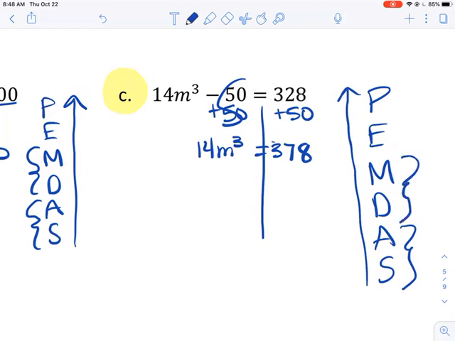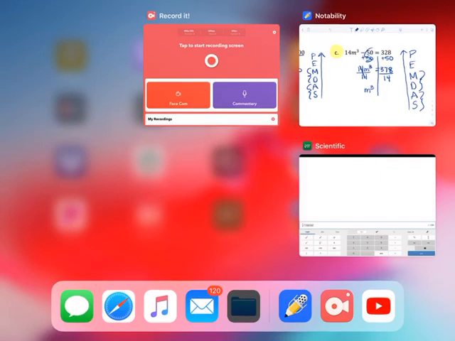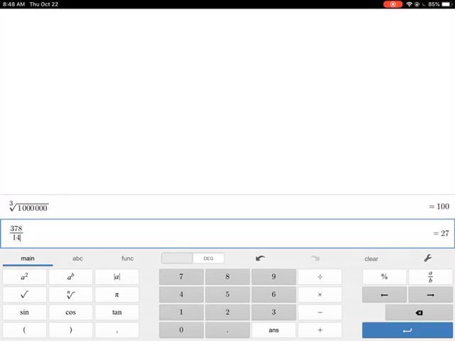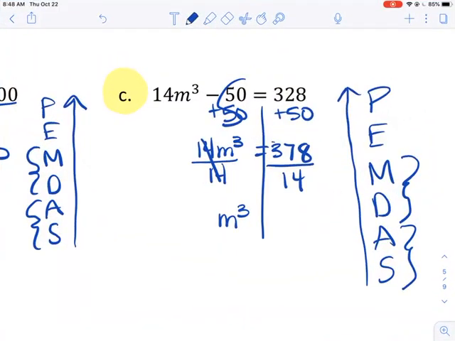Next thing I should undo is multiplication and division. 14 is multiplied. Anytime you have a number next to a variable, that's multiplication. So I'm going to divide by 14 on both sides. I get m cubed equals, I don't know what that is. Let's do 378 divided by 14. Ooh, 27. That's a nice, pretty number.